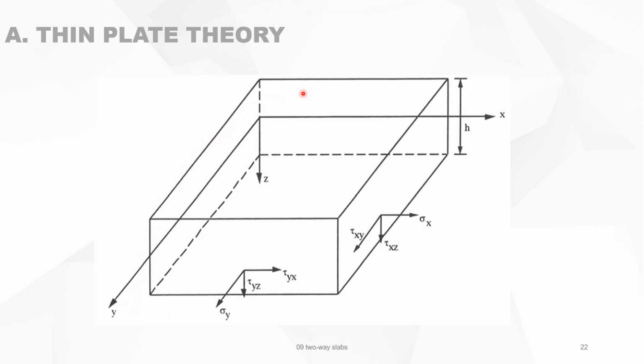We take now a very small section of the slab. This is the x direction, the z direction, and the y direction. And on each side of that small element, you can imagine the normal stress in the x direction, the normal stress in the y direction, and then the two shear stresses tau xy and tau xz, like it is drawn here. These are all the stresses on a very small part of the slab.